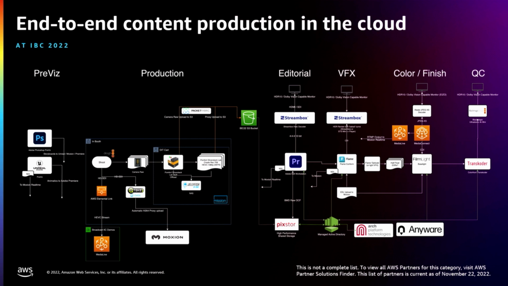And so we started off with pre-visualization in Unreal, running on a G5 instance. And then those plates were returned to our central store. For editorial, we used Adobe Premiere, and that was running on a G4dn instance. For VFX, we were running Flame. For color and finish, we were running Baselight. And for quality control, we were running Colorfront.